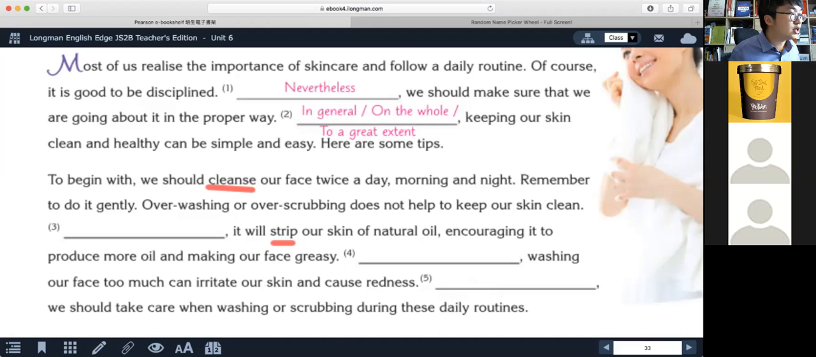So your answer is "on the contrary." Yes, it's correct. On the contrary, you are talking about two different things. You are contrasting the difference. So here we use "on the contrary." All right, very good, Jason.